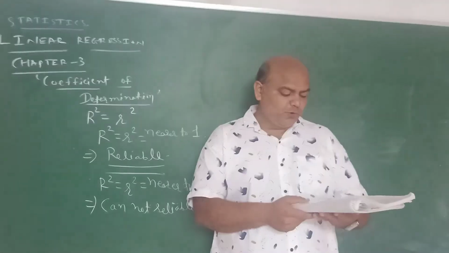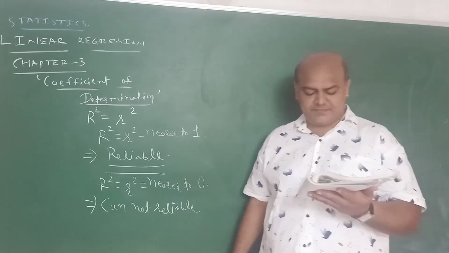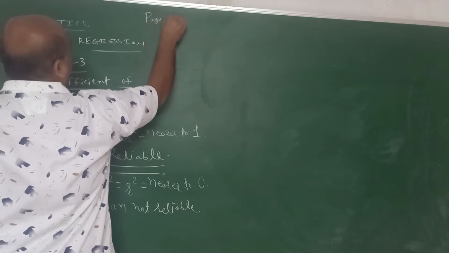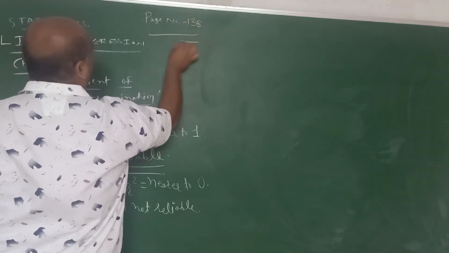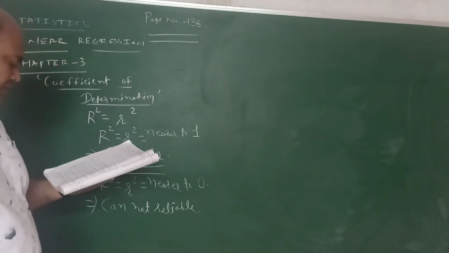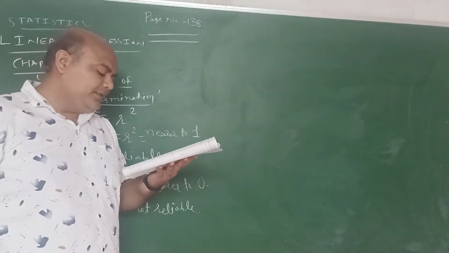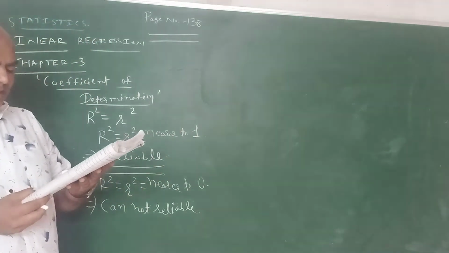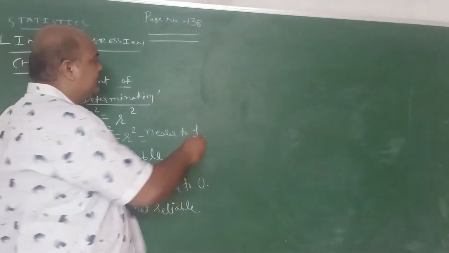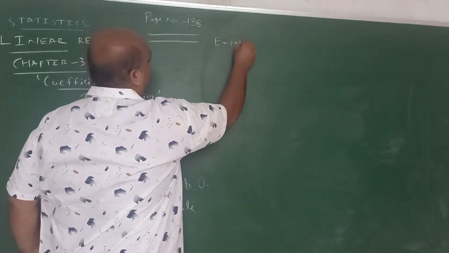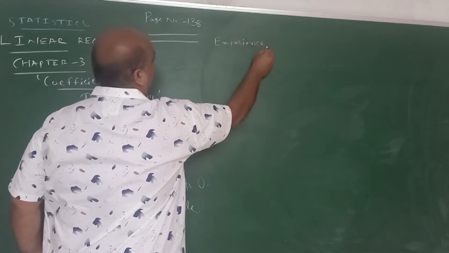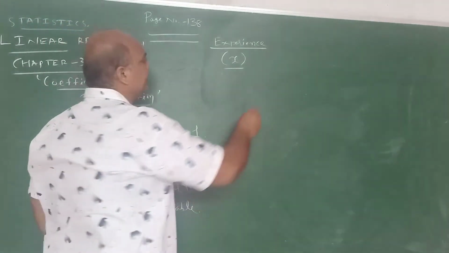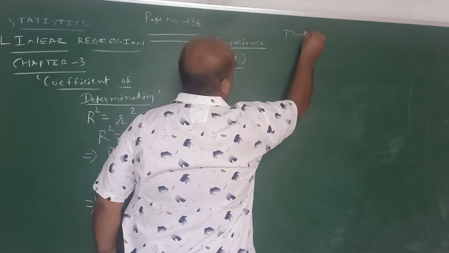Please open your textbook, page number 138. The following table shows the experience of technicians in years employed at various companies and their monthly salary in 1,000 rupees. Two things are provided: experience, which is called X, and the second is monthly salary, which is Y.